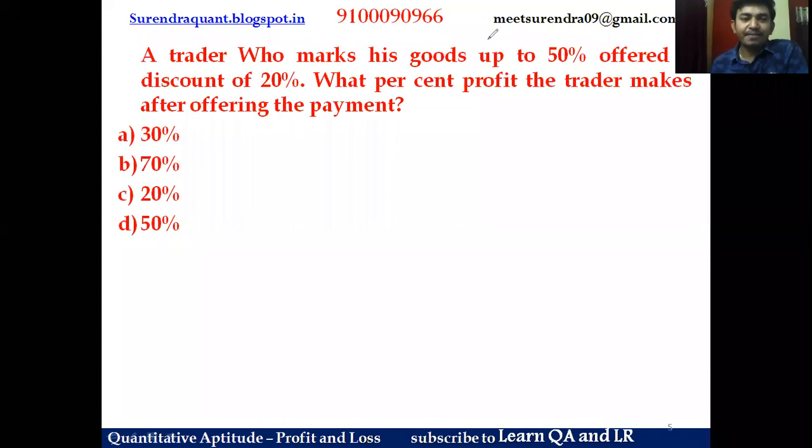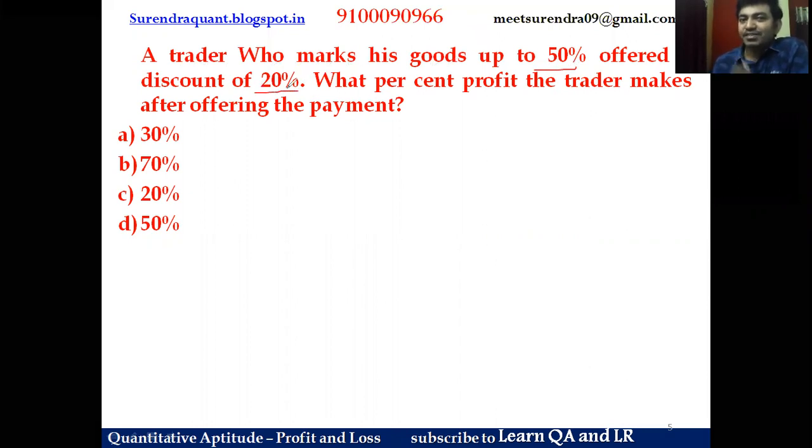Slowly increase the difficulty. See guys, this line: a trader who marks his goods up by 50% offered a discount of 20%. What percent profit does the trader make after offering the discount? So the context here is very simple. Let us say you purchase for 100%. And the markup, what do you mean by markup? Increasing the price for display purposes. So he increases by 50%, so on the marked price he has 150% value.